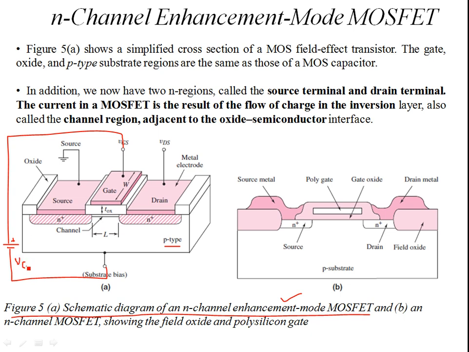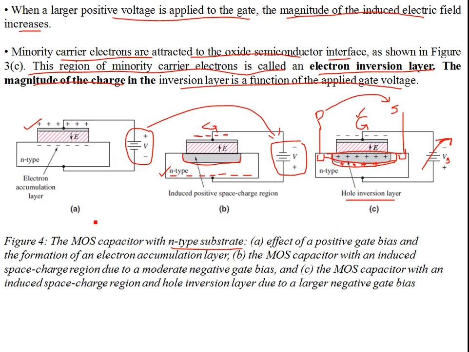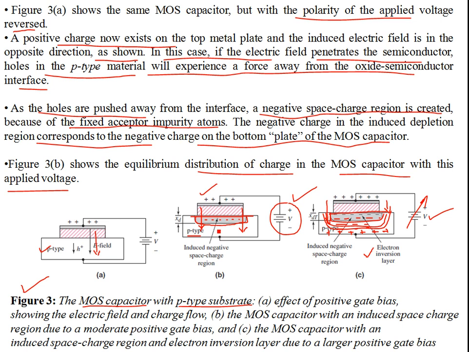Why do we need this external biasing supply? We are interested in having a channel, or a space charge region, or inversion layer, as we have seen previously. For a p-type substrate, we create this inversion layer, consisting of minority carriers in the p-type substrate, through the application of this gate to substrate voltage VGS. This VGS is not gate to source, it's gate to substrate.